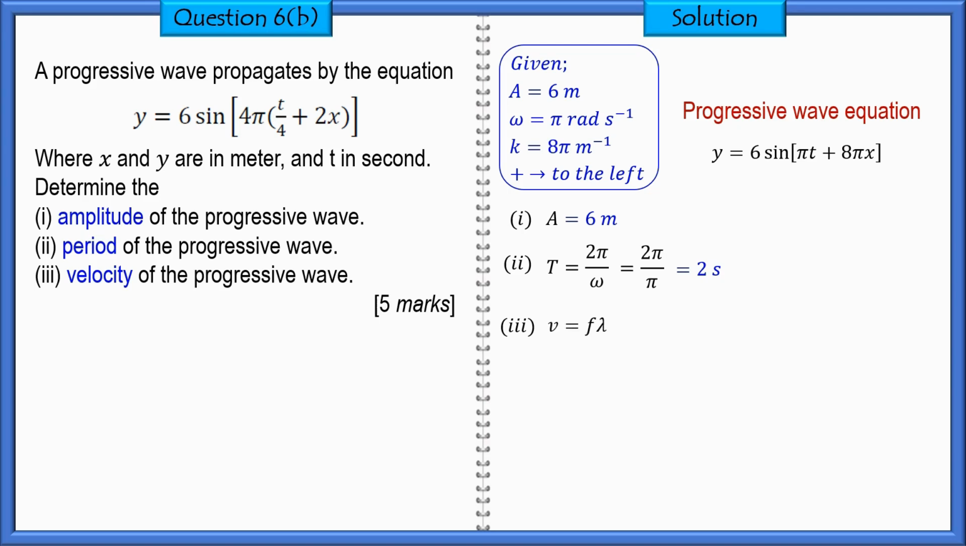For the velocity, we know the equation is v equal to fλ. Our f, because we have T here, is 1 over T. Lambda is equal to 2π over k, where k is the wave number. We substitute the value for k, where we get from the equation, k is equal to 8π, and then T is equal to 2 seconds. You will get that the velocity of the progressive wave is 0.125 meter per second.